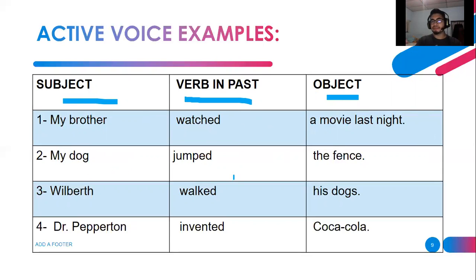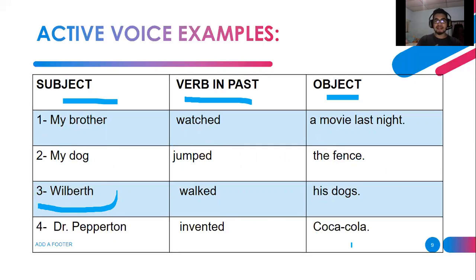My dog jumped the fence. If you don't know what's a fence, it's like something that you put in a place so little things or normally children, they can't pass from one place to another place. So you see, my dog is the subject, the verb in the past is jumped, and the object is the fence. Then you have the subject on the next one, that in this case is Wilbert. Then you have the verb in the past that is walked, and the object that is his dog. Then we have the last one that is Dr. Pepperton invented Coca-Cola. And now we will see these same sentences into the passive voice.